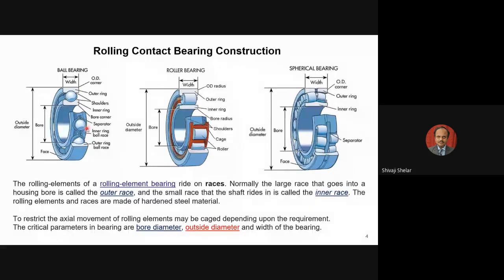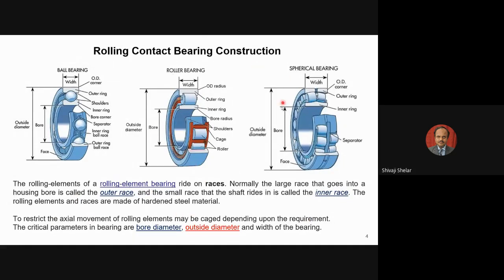If you go for a very small capacity bearing supporting a very, very small radial load, then you may find in that bearing there is no cage at all. So the cage is an optional element. It restricts the axial movement of the rolling elements, so they do not come outside, or come together with a gap on the other side. To avoid that, they need to be caged depending upon the requirement. So every time you need not cage the rolling elements.